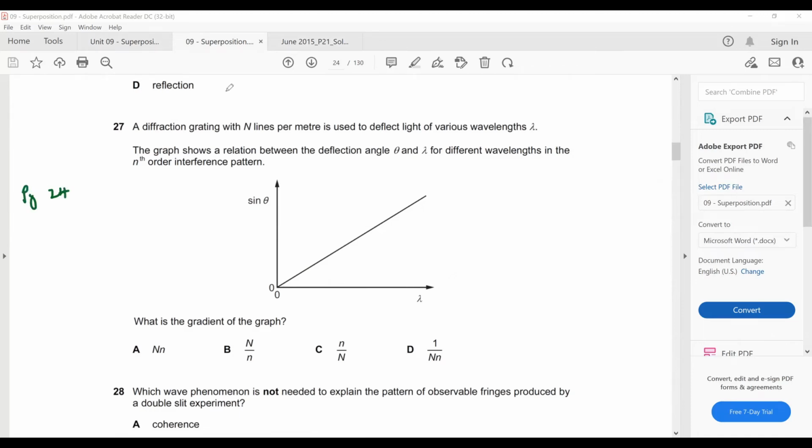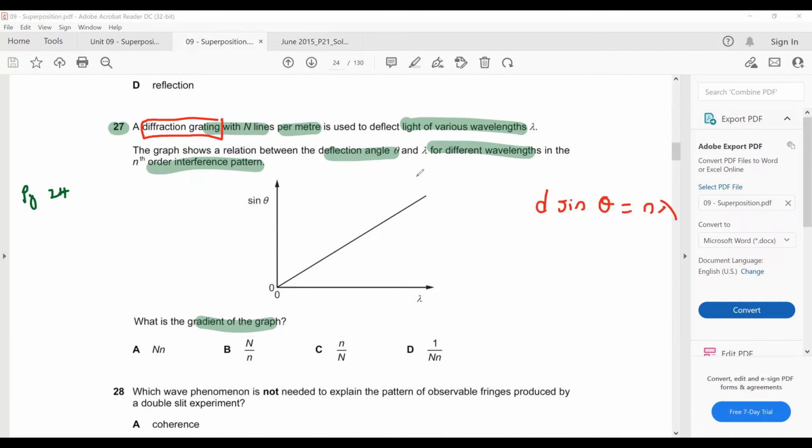Question 27. Now you have a diffraction grating with n lines per meter that is used to deflect light of various wavelengths. The graph shows you a relation between the deflection angle theta and lambda for different wavelengths of the nth order interference pattern. What is the gradient of the graph? This one you know is diffraction grating, so d sine theta equals n lambda.